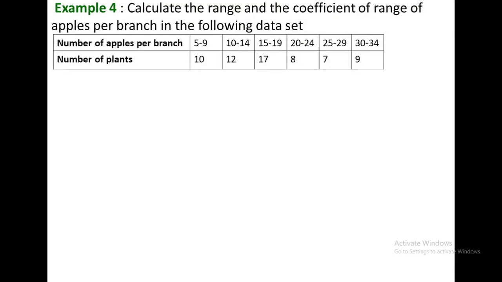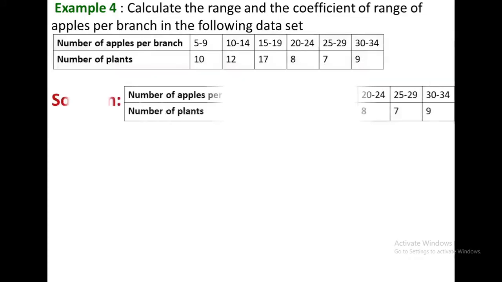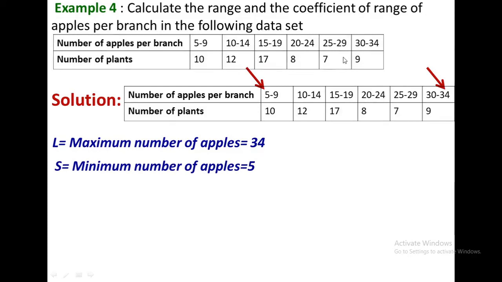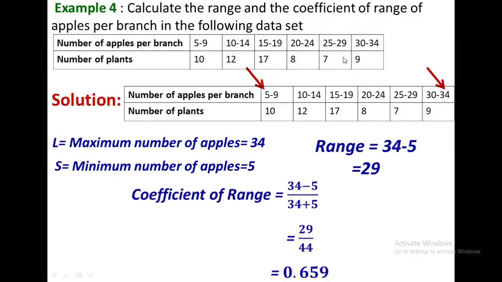And in example 4, we have to calculate the range and coefficient of range of apples per branch in the following data set. Here the maximum number of apples will be 34 and the minimum number of apples will be 5. Therefore, the range will be 34 minus 5, that is 29, and the coefficient of range will be 34 minus 5 divided by 34 plus 5, and it will give us a value of 0.659. Here also there will be no effect of frequency.